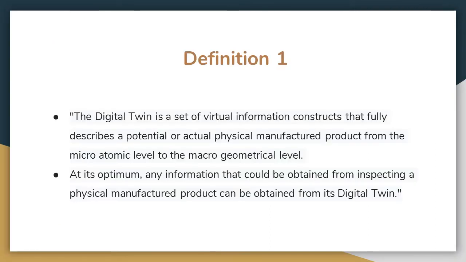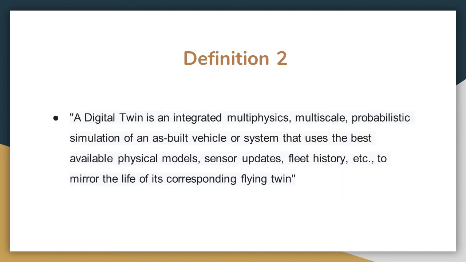Definition number 1. The digital twin is a set of virtual information constructs that fully describes a potential or actual physical manufactured product from the microatomic level to the macro geometrical level. At its optimum, any information that could be obtained from inspecting a physical manufactured product can be obtained from its digital twin.